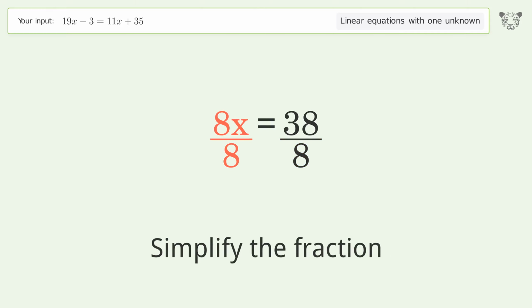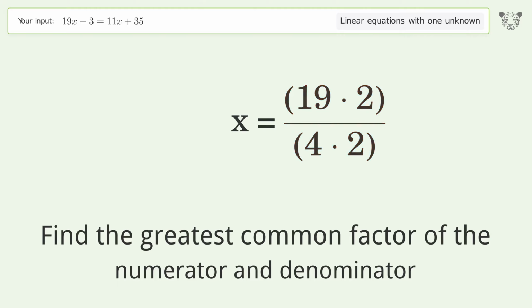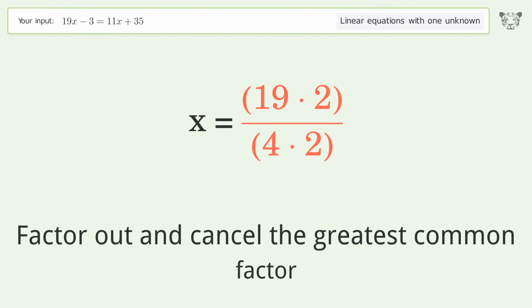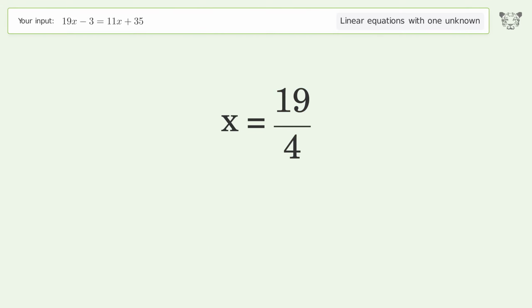Simplify the fraction. Find the greatest common factor of the numerator and denominator. Factor out and cancel the greatest common factor. And so the final result is x equals 19/4.